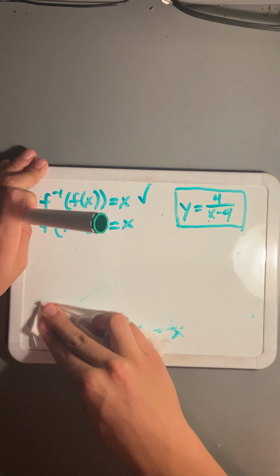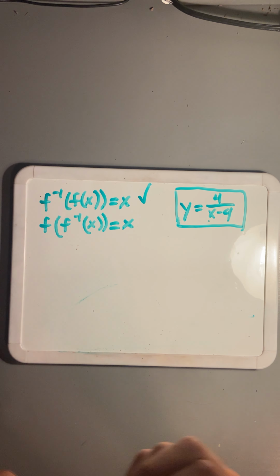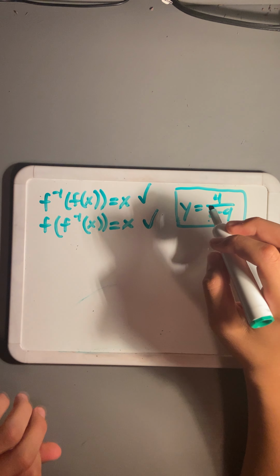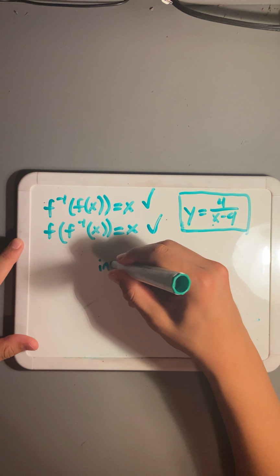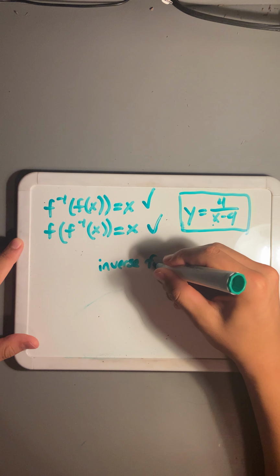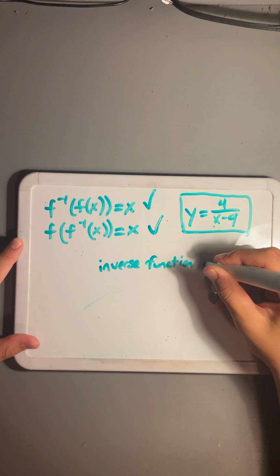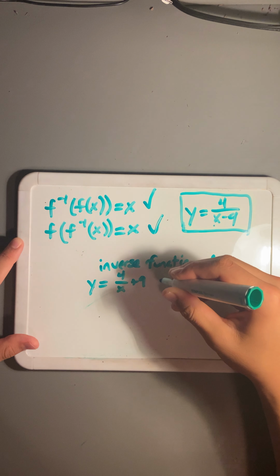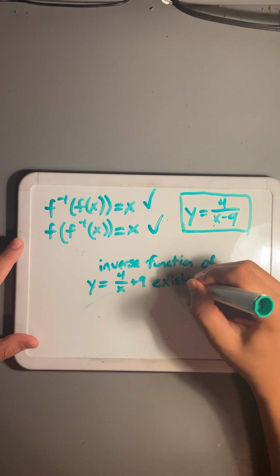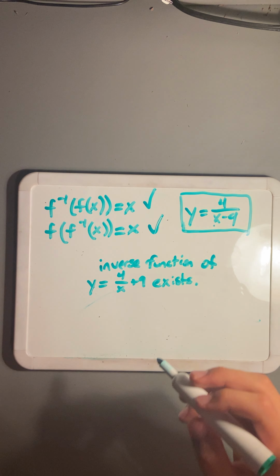So the function of the inverse function also works. So we can say that the inverse function of y equals 4 over x plus 9 exists. And that is this value, y equals 4 over x minus 9.